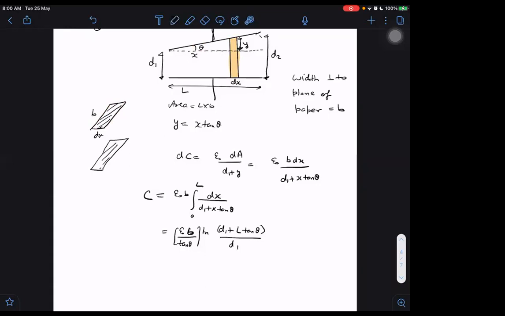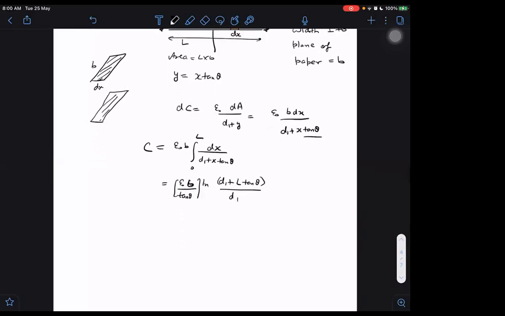Otherwise, if it is tilted, I have no right to take its area. Even if it is dl, I have no right to take b into dl because we have not derived an expression for such tilted areas. That will be much more complicated. So this is applicable only for small angles. And if it is a small angle, this tan theta I can very well put as theta also. I can write it just as L into theta. Whatever you write, finally, epsilon naught b upon tan theta into ln d2 by d1.